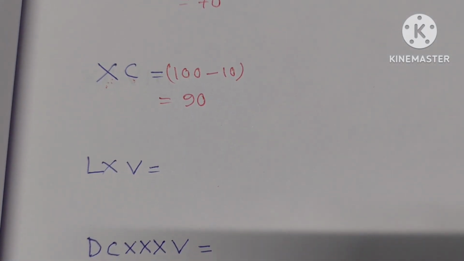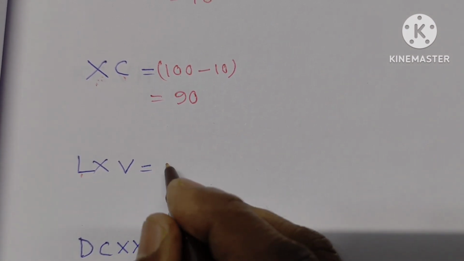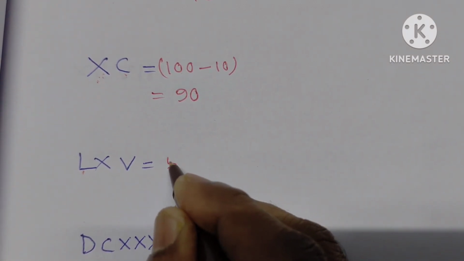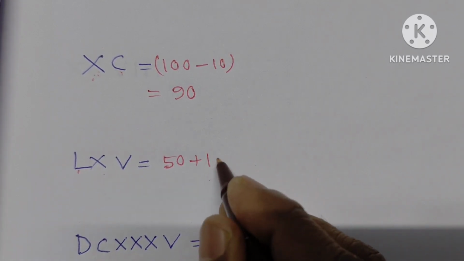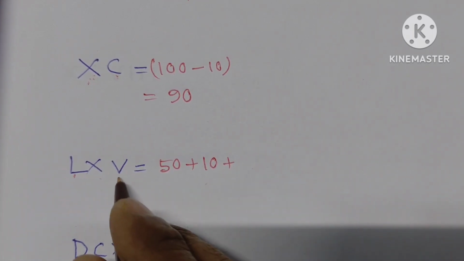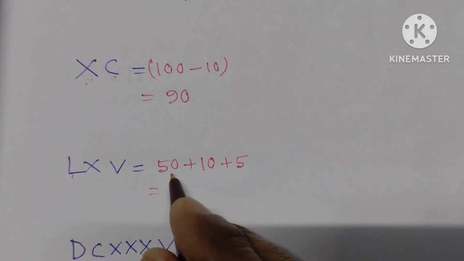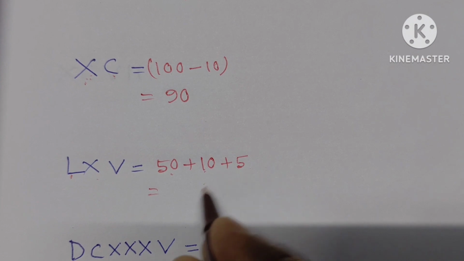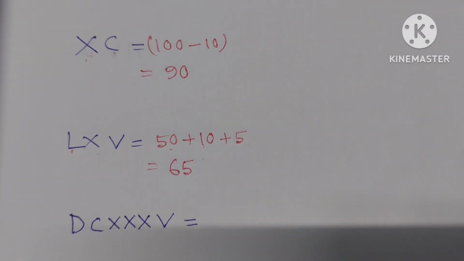Next one is LXV. Very simple. L represents 50. X represents 10, plus V represents 5. That is 50 plus 10, 60, plus 5, 65. Now let's move to the next one.